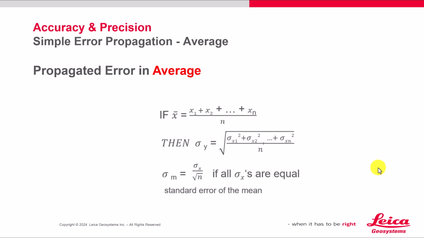Now, propagated error as an average. This should be the surveyor's favorite, because this is very similar to measuring rounds or taking direct and reverse measurements. If you have a series of averages, then you can do something similar to the previous slides, where we've got the error squared plus error squared, and this time we sum them up and divide by n. If they're all equal, then we get sigma over the square root of n, otherwise called the standard error of the mean.